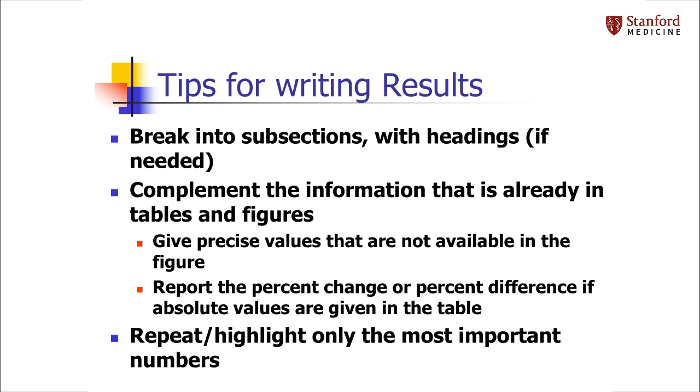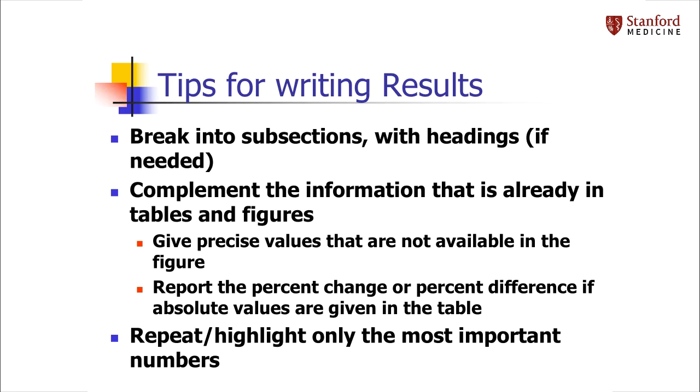If the results are long or complex, consider breaking the results into subsections with informative headings. This is not always needed, but it can provide a helpful roadmap for the reader, particularly if there are a lot of results to weed through. As I've already talked about, the information in the results section should complement rather than repeat what's in the tables and figures. For example, if you're presenting a figure like a bar graph that doesn't have precise numbers, you could give some of the precise numbers in the text.